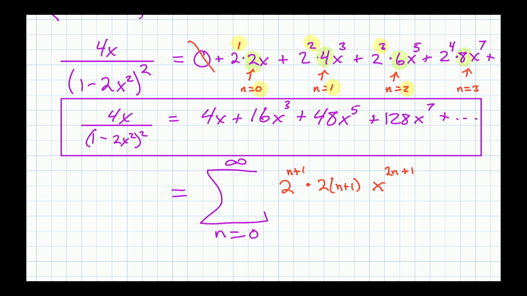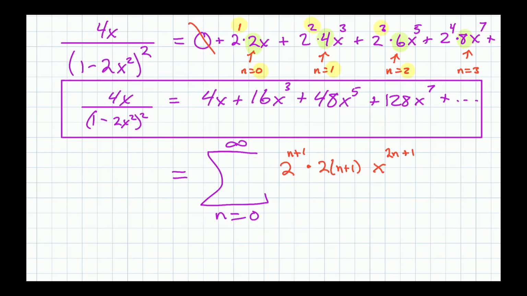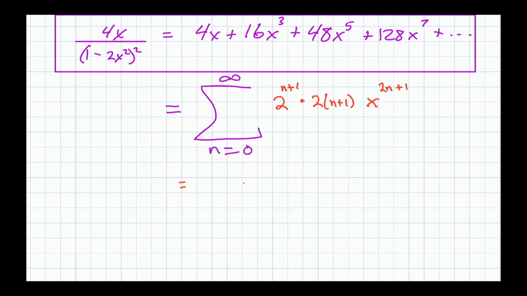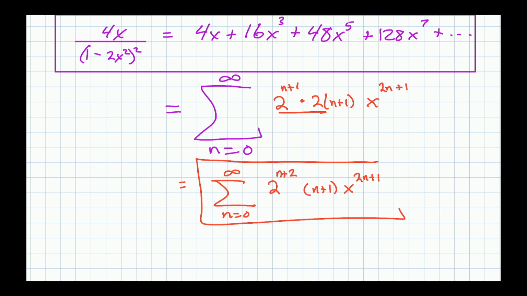So you could actually figure out what that series is as a formula here. And then I guess you would combine the two 2's there, and you'd have 2 to the n plus 2, parentheses n plus 1, x to the 2n plus 1. And I don't think you have to do this specifically on this problem in the book, but it's an interesting thing to be able to do.